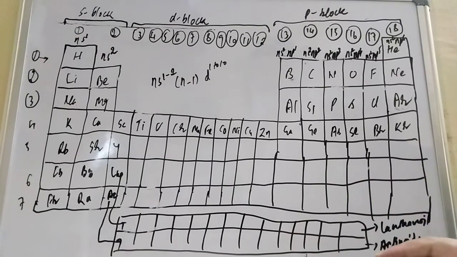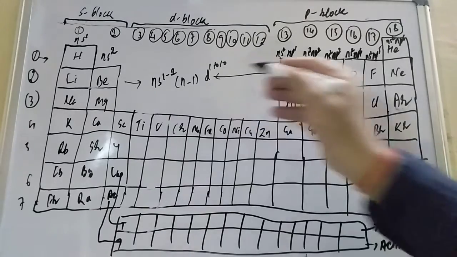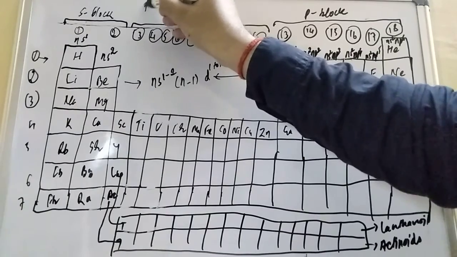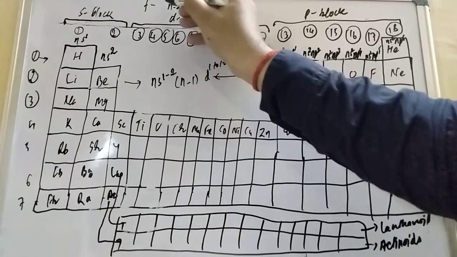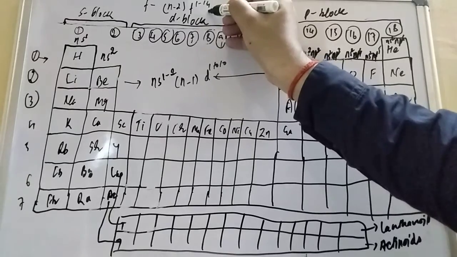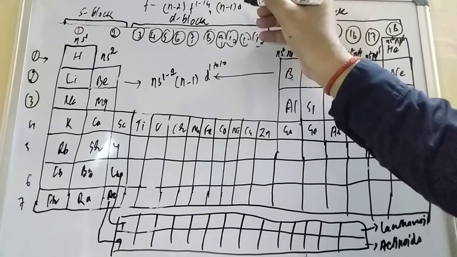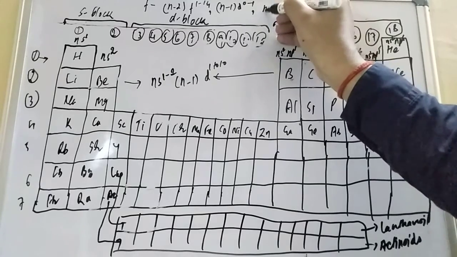And when you are going for the F block, if you talk about the F block, this is for the D block, student. For the F block, here I am writing for the F block, the electronic configuration will be what? (n minus 2) f1 to 14, comma, another will come, (n minus 1) d0 to 1, comma, and the last one is ns2. This is for the F block element, student.